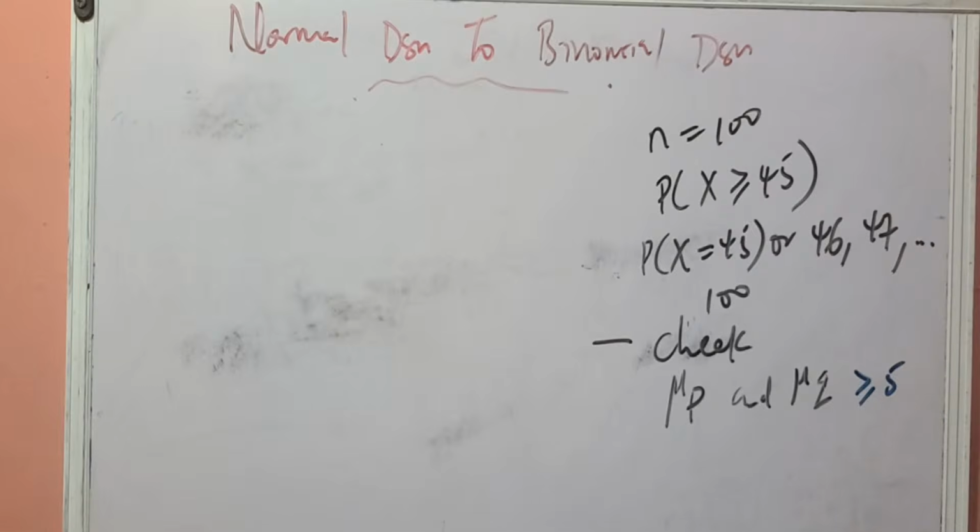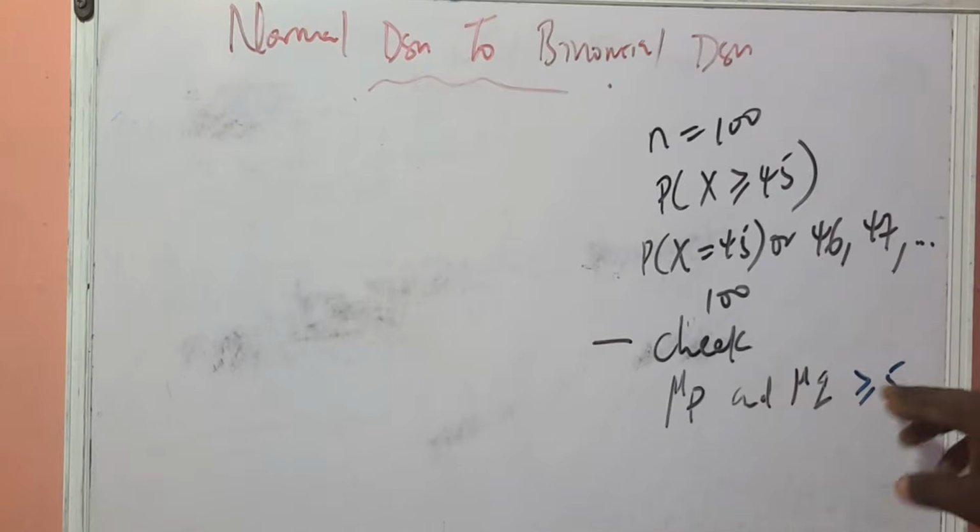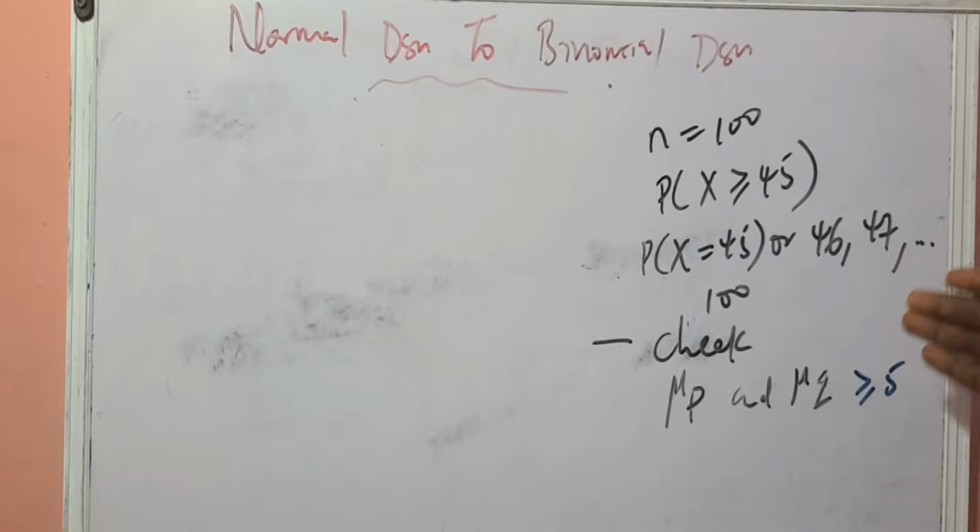There are some textbooks that would say the multiplication of the mean and the probability of success, and the multiplication of the mean and the probability of failure, should be greater than or equal to 10. Some people will move more on that, but we will be using greater than or equal to 5. So this is the check.